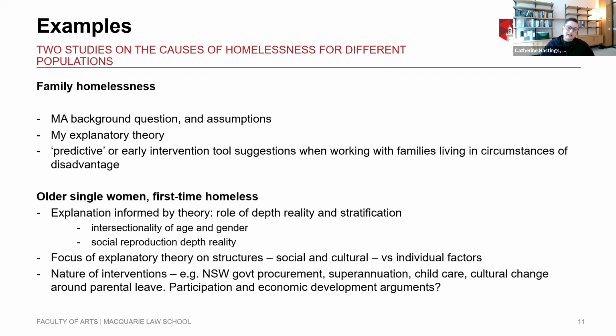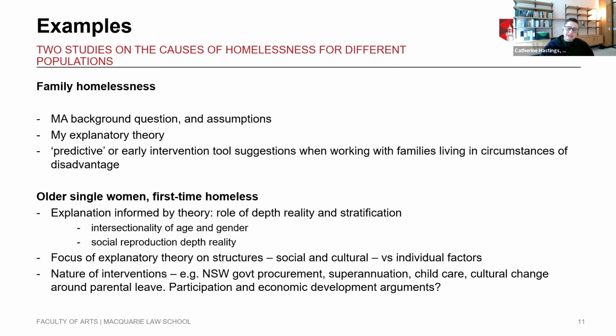The second project was about older single women who are experiencing homelessness for the first time. This has increasingly in Australia over the last 30 years become an issue. And so once again, this was a project to try and develop an explanation of why, at this particular time, women over the age of 55 are increasingly experiencing first-time homelessness as single women. The explanations were heavily informed by theory, both intersectionality between age and gender, and also social reproduction theory, which comes from Marxism but has been used outside of that tradition as well.